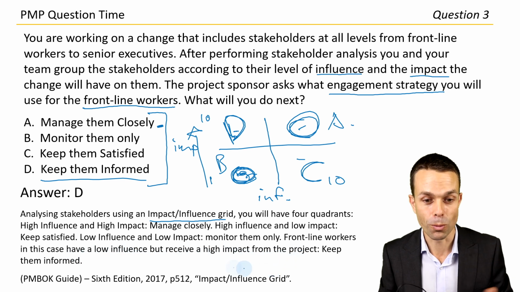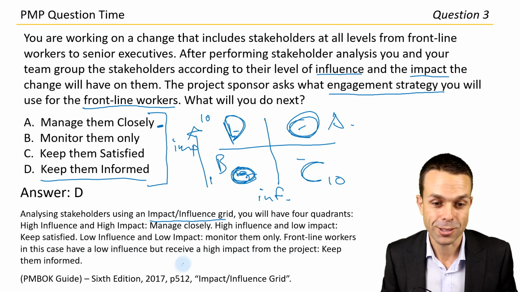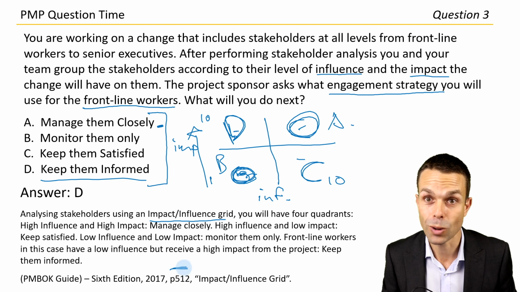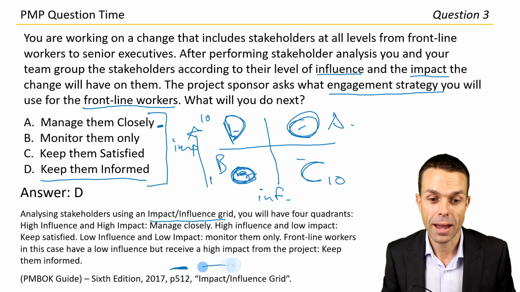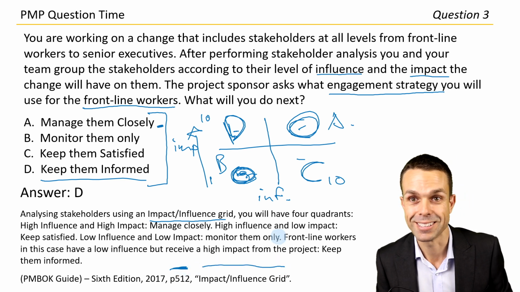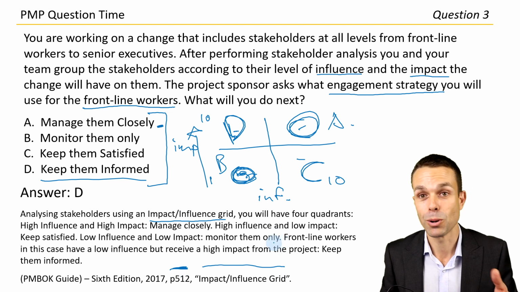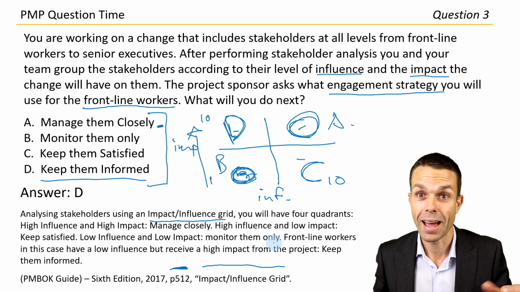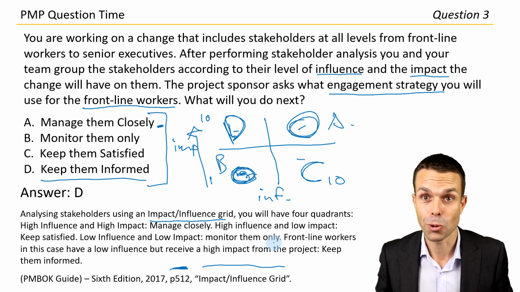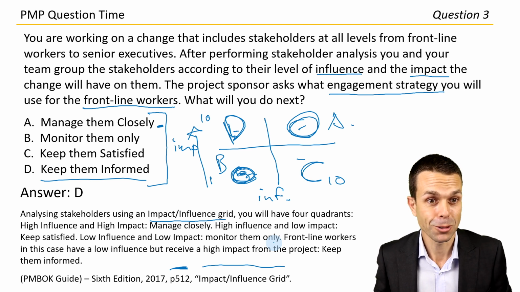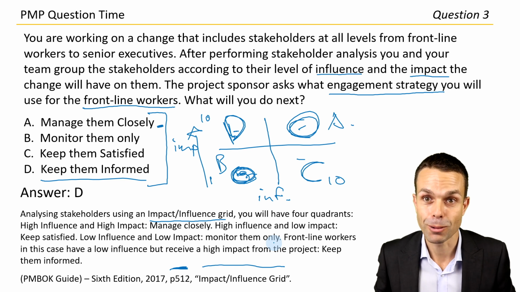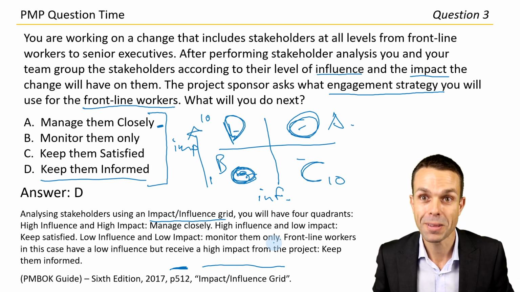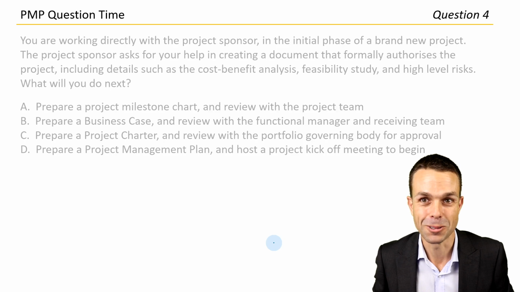Keep them informed. And if you want to check that out for yourself, page 512 in the PMBOK guide, impact over influence grid is the section that you're looking for. PMBOK 6th edition, of course, which is that great waterfall guide. And this is a great bunch of waterfall questions. I'm having a good bunch of fun too. How did you go? I thought that was pretty good. I hope you did well on that one. Let's go to the next one and see how we do.